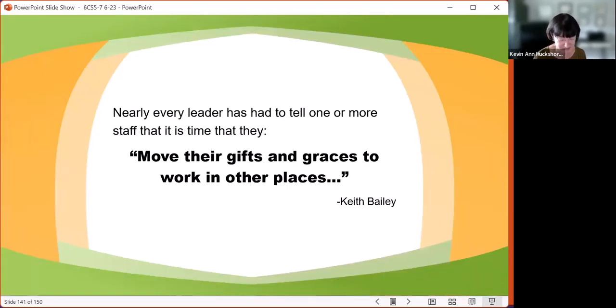Keith Bailey in Tennessee used to do this module, and he always put this in. Nearly every leader has had to tell one or more staff that it is time that they move their gifts and graces to work in other places. Next slide.